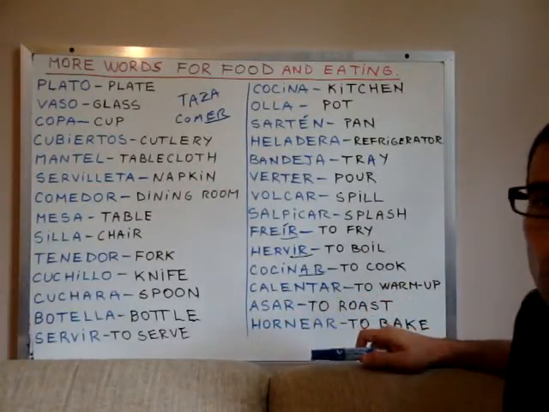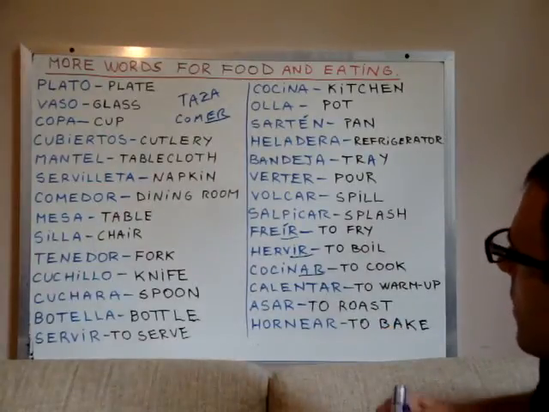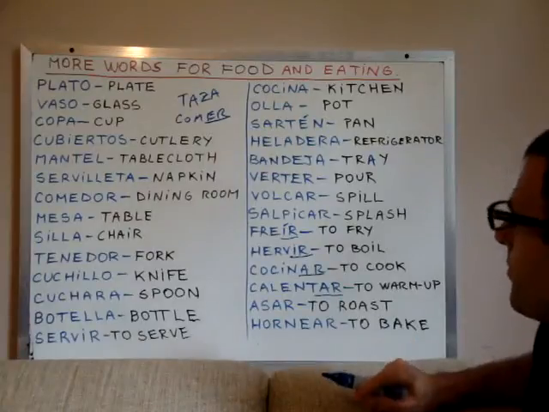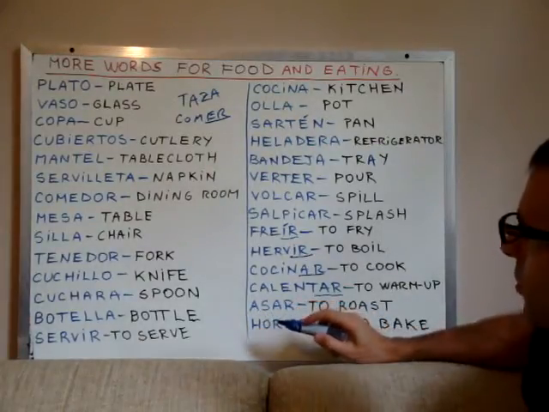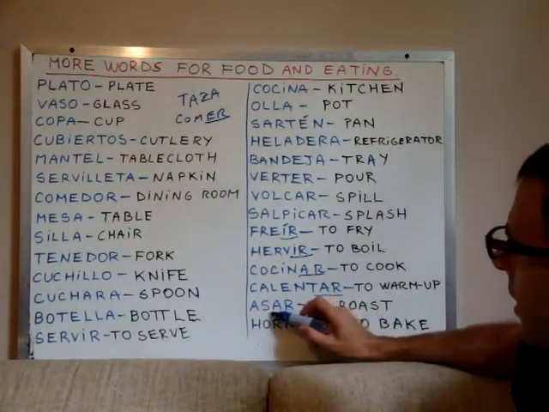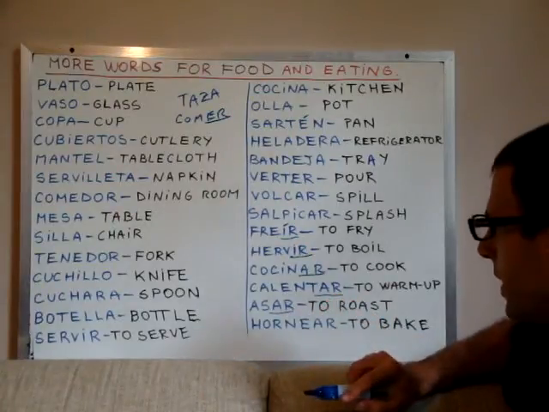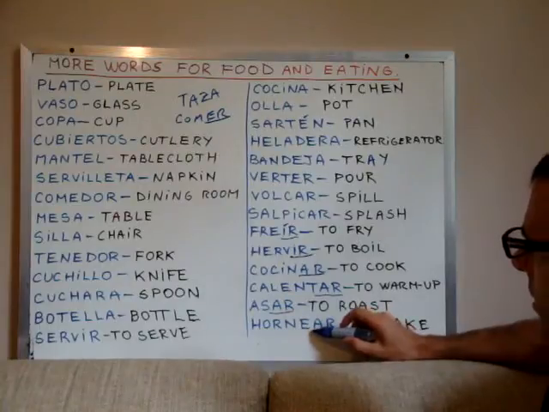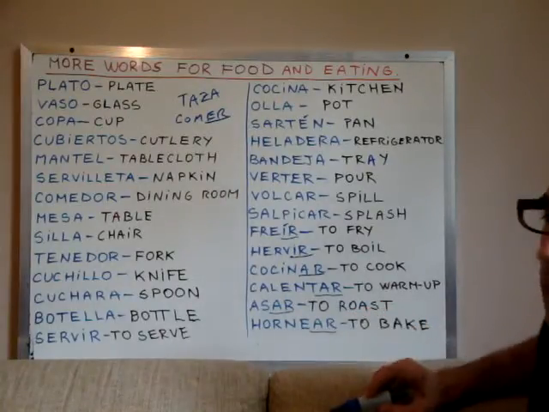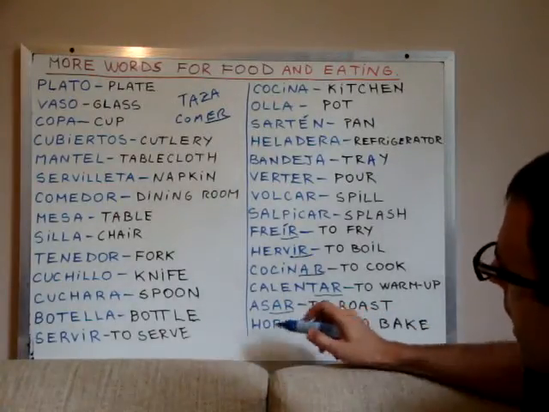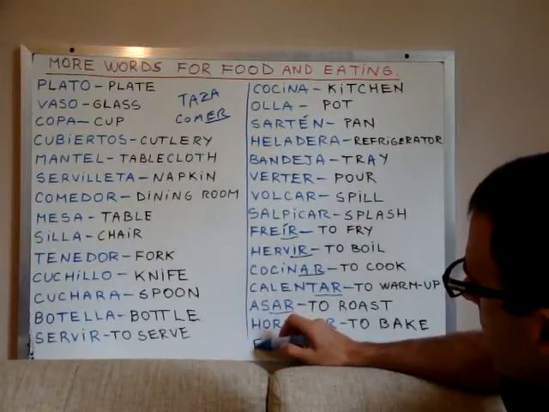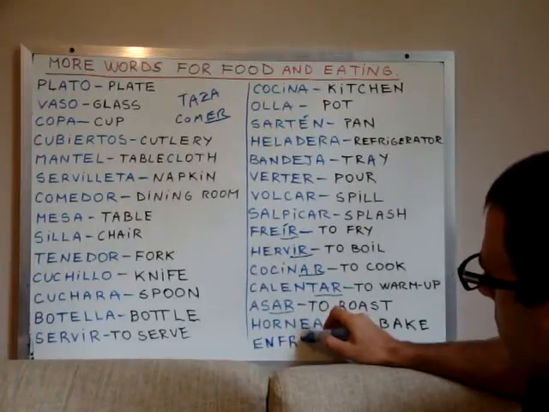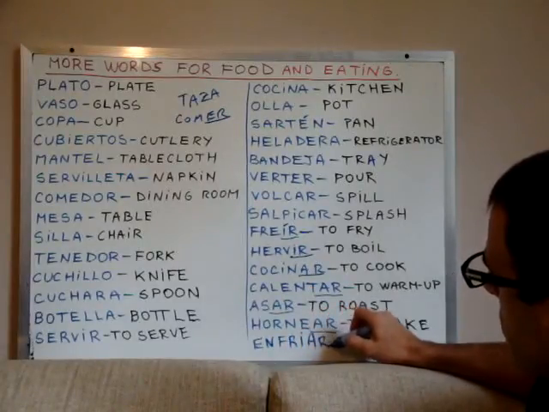Calentar means to warm up, right? Calentar belongs to the group of verbs ending in ar. Asar means to roast. Asar, group of verbs ending in ar. Hornear is to bake. Group of verbs ending in ar. And enfriar is to cool down. Enfriar, cool down.